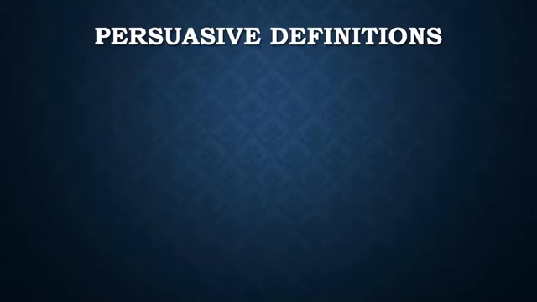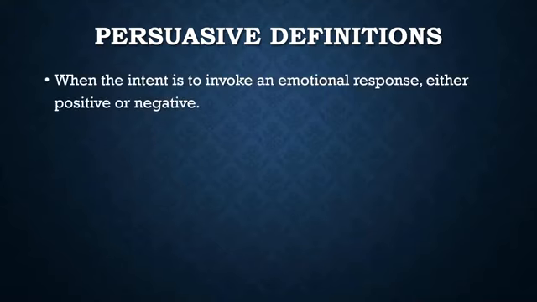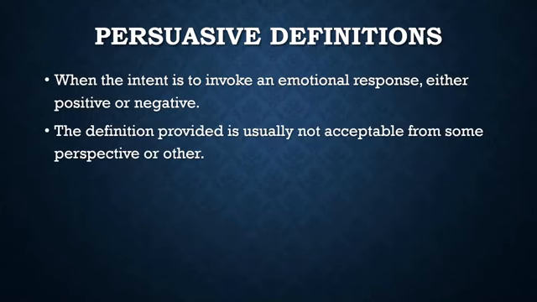In other contexts, someone might provide a persuasive definition. Here, the intent is to invoke an emotional response. Now, that could be for positive or negative. So you might define a liberal or a conservative in different ways. It might be positive or negative depending on what emotions you're trying to evoke. Here, the definition provided is usually not acceptable from the perspective of the other person's point of view.